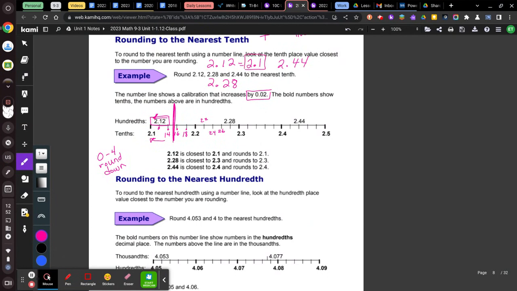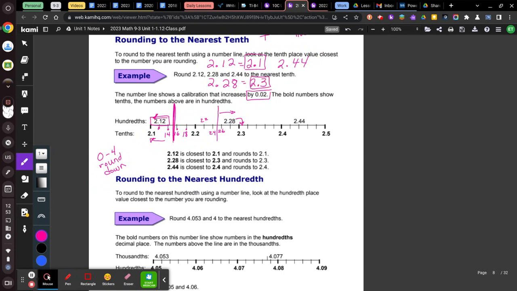Now I'm going to look at the second number, that 2.28 up there. So 2.28, halfway is right here. It's over half. It's on the right-hand side of halfway. So it's going to round up. What is it going to round up to? Which one is it closer to? 2.3. So this one rounds to 2.3.